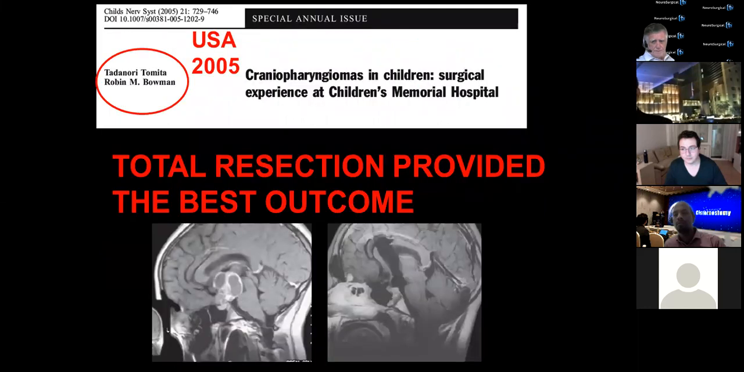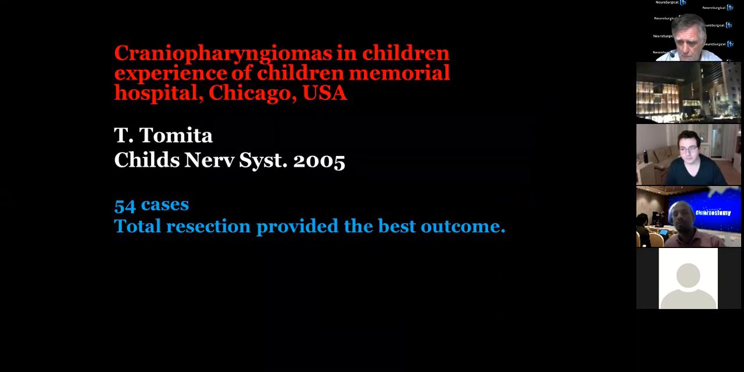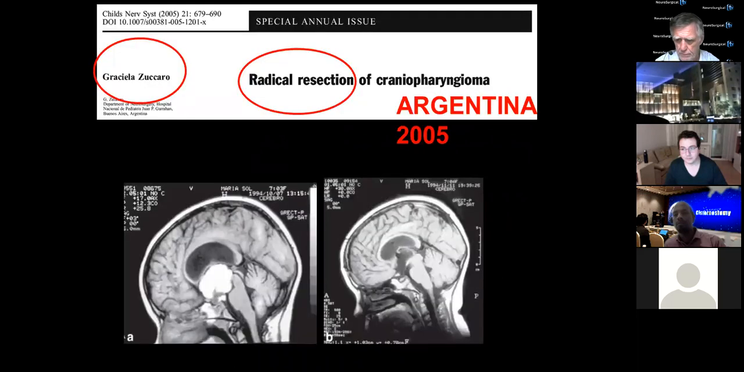Paper from USA, Craniopharyngioma in Children, Surgical Experience in Children's Memorial Hospital, total resection provided the best outcome. Paper from Turkey, this part of the world, Craniopharyngioma in Children. Conclusion. Treatment should be individualized. The goal of surgery should be gross total removal. This paper, again, from Tomita, from Japan, about 54 cases, total resection provided the best outcome. From Argentina, radical resection of craniopharyngioma by Zuccaro.